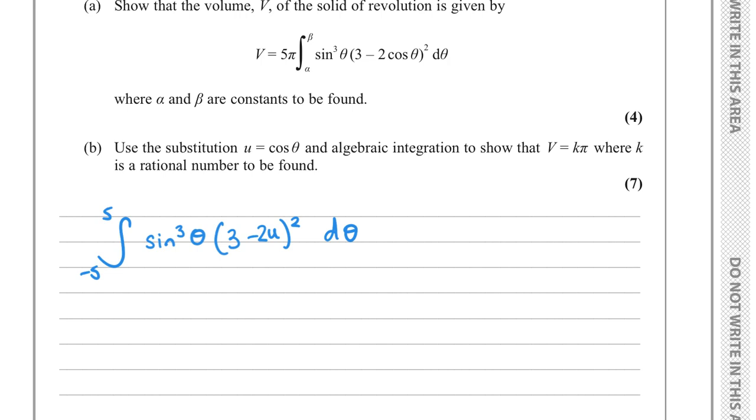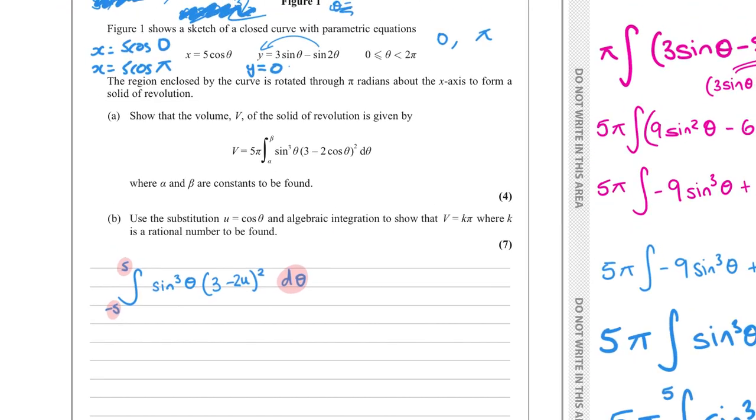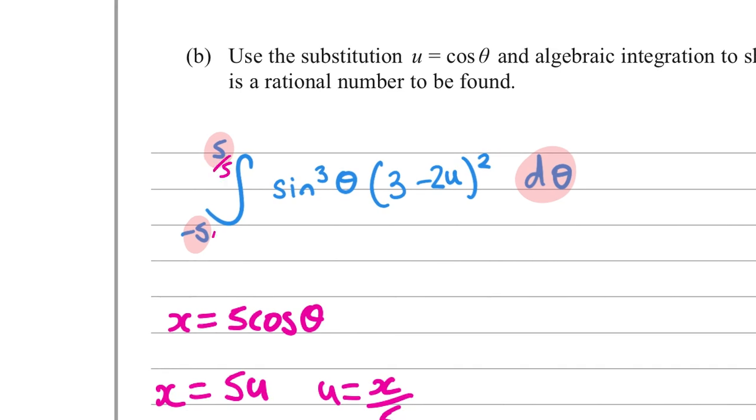So first of all, there's a few things we need to do. We need to change the limits, and we need this in terms of du. Now what we're going to find is something really beautiful in a second. Do not try and change the sine cubed theta for a sec, and I'll show you why. So, first things first. If x equals 5 cos theta, that means x equals 5u. So what's u? x over 5. So what do we have to do? Divide these both by 5.